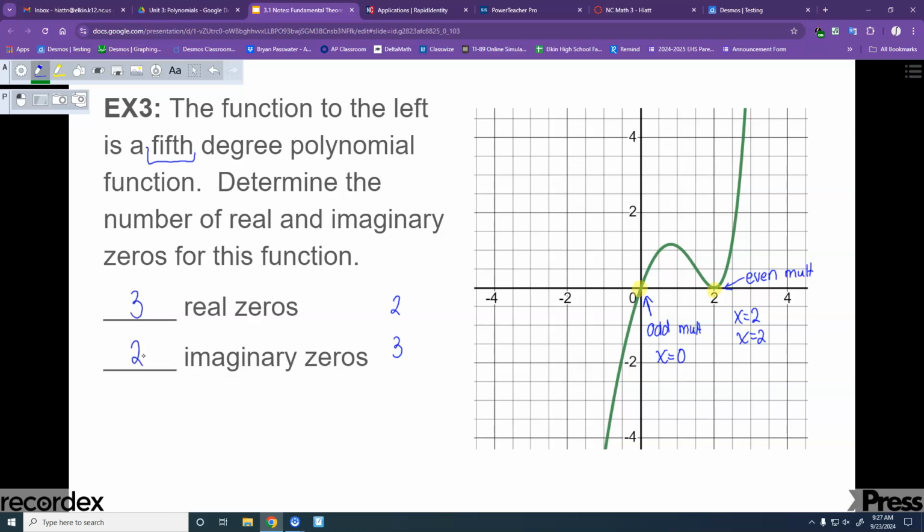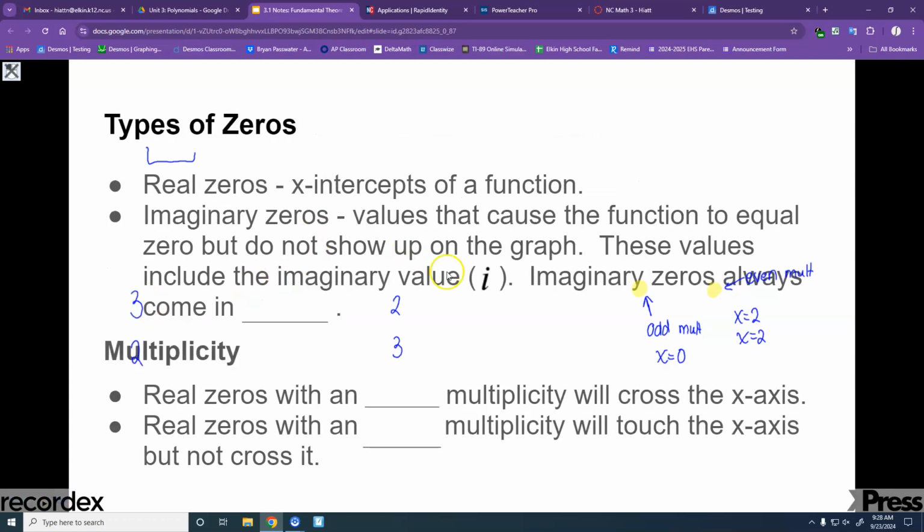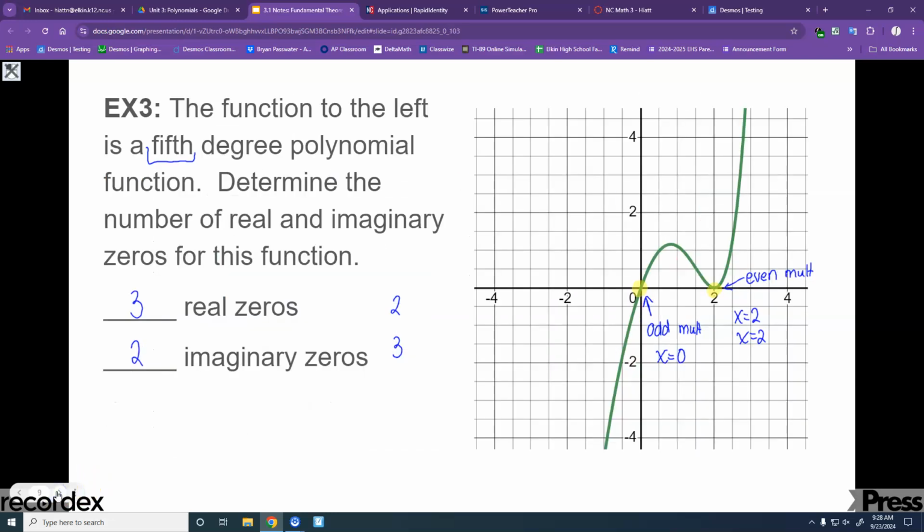We cannot because of something we wrote on one of those slides earlier. Let's see where it was. It was back here. I think it was right here. On this slide right here, it says imaginary zeros always come in, what do we put in that blank? Pairs. So, imaginary zeros, this number always has to be an even number, right? Because they always come in pairs. So, it would be impossible for that to be the case. It can't be 2 and 3.